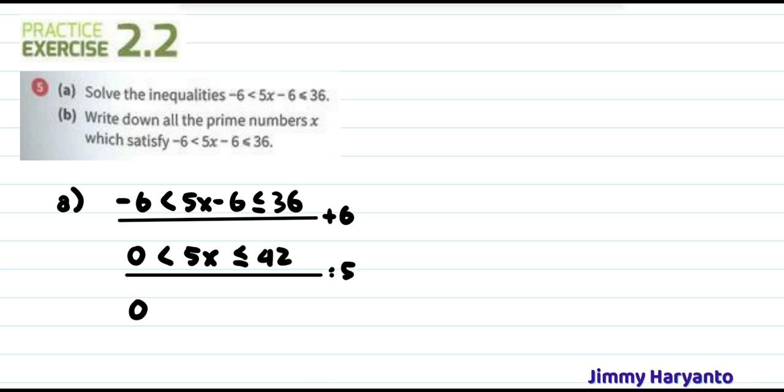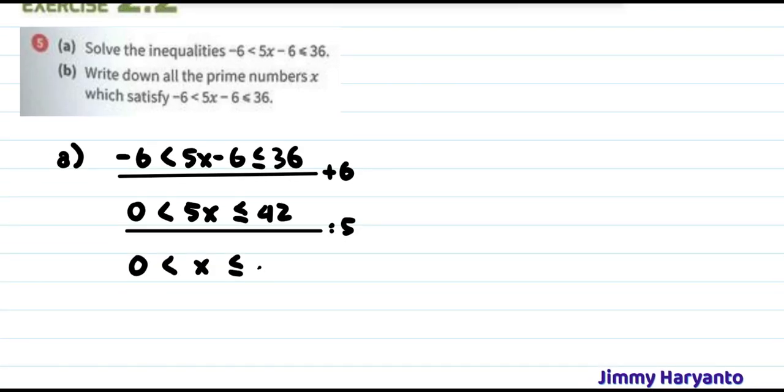That means I will have 0. And then this one is x. This one is 42 over 5. Because we want to answer question B later, it will be better if we use decimals, yeah. So this one is 8.4. Okay, this is the first answer.